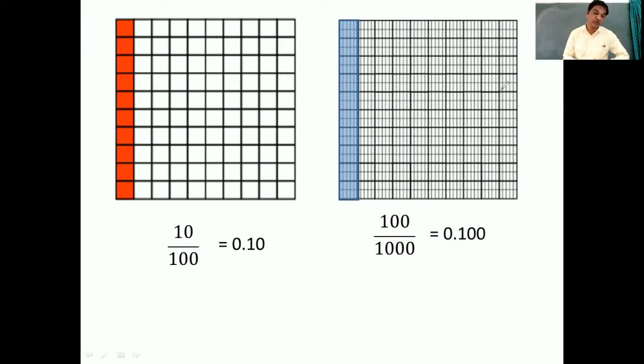Now look at these two figures carefully. We'll find that the shaded portion of both the squares is the same, meaning the fractions 10 out of 100 and 100 out of 1000 are equivalent fractions. What about the decimals 0.10 and 0.100? The decimals obtained from these equivalent fractions are also equivalent. So in short, can we say that just adding zeros after the decimal portion of a decimal number will not change the value of the decimal number? Let us go to the board and we'll see this on the board. So I'm stopping the presentation and we'll switch to the board.